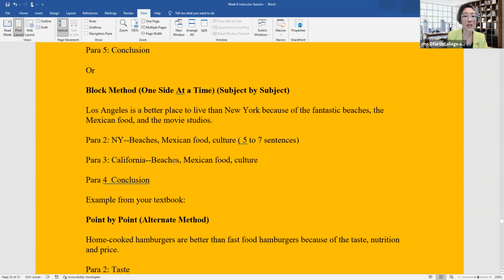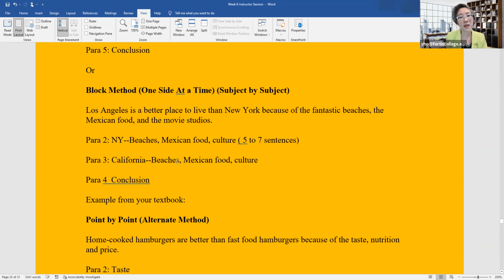Then California beaches are also somewhat dirty, but much cleaner than New York. Mexican food is way better because California is right next to Mexico, so the Mexican food tastes so good. And the culture, yes, like New York, the culture here is very diverse. So that's how you're going to write all in one paragraph.